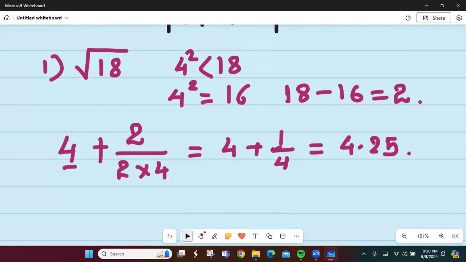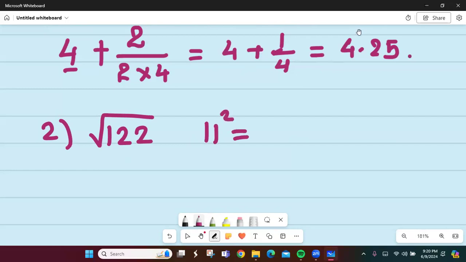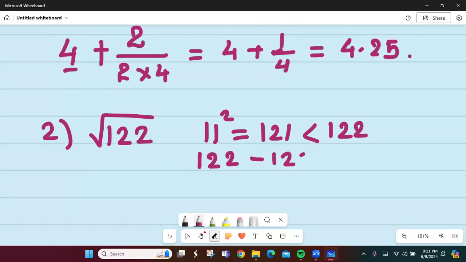Take the second problem here. Square root of 122. Now here 11 square is 121 and 121 is less than 122. And again the difference between 122 and 121 is 1.